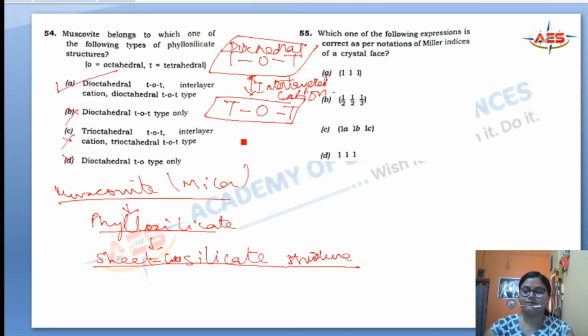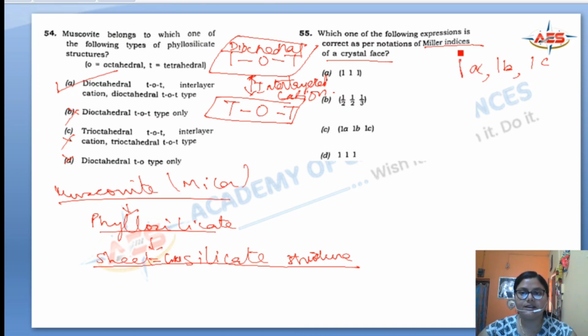So the next question we have is 55. Which one of the following expressions is correct as per notation of Miller indices of a crystal phase? Okay, now in the case of Miller indices क्या होता है? Generally हम अगर पकड़ लें कि 1a, 1b and 1c, these are the intercepts. That is, the a axis is intercepted at unit distance, the b axis at 1 unit and the c axis at 1 unit. These are the axial ratios.